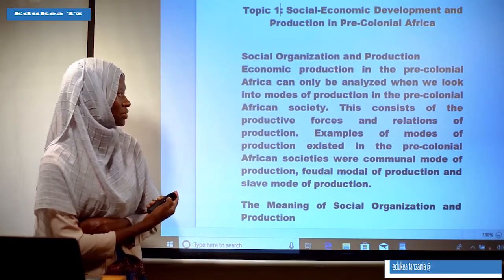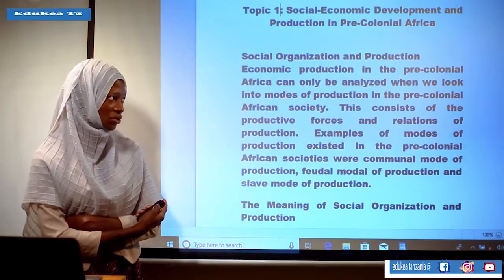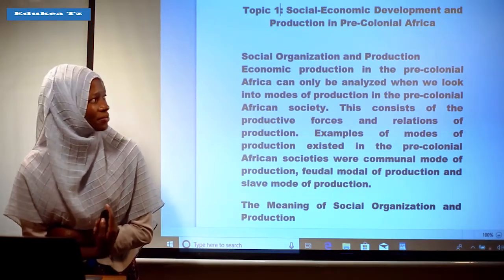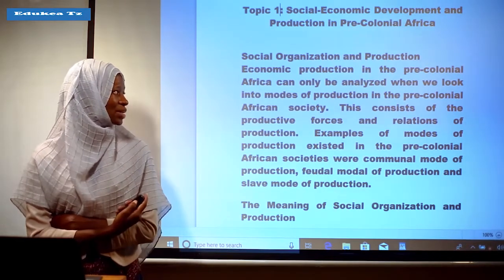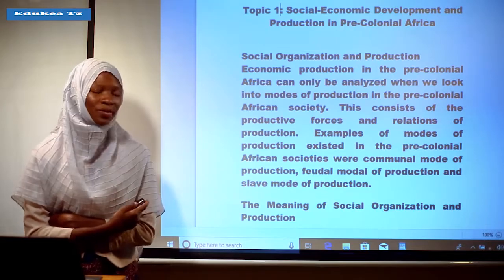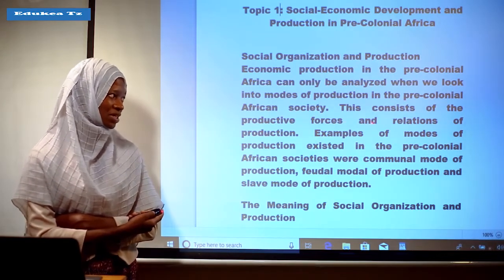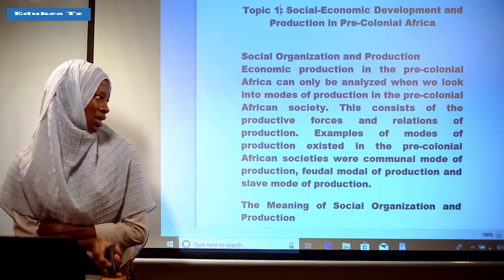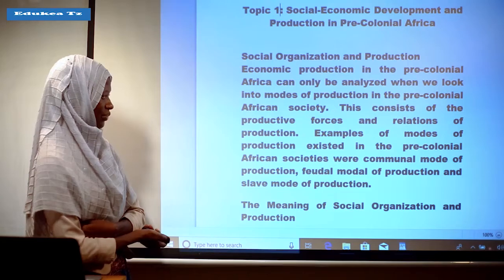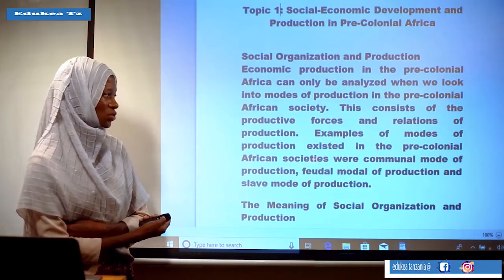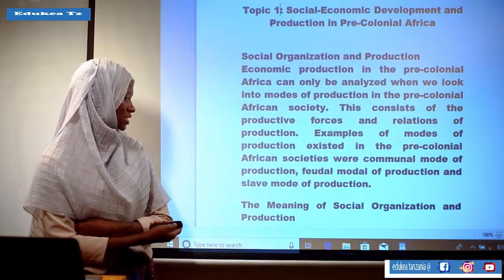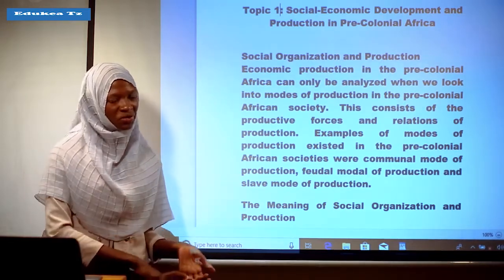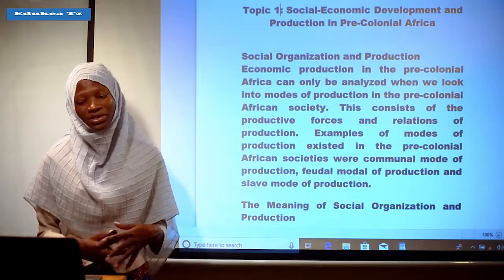Economic production in pre-colonial African society can only be analyzed when we look into modes of production in pre-colonial African society. Economic production is analyzed based on the mode of production, which consists of the productive force and the relations of production. The modes of production that existed in pre-colonial African society were the communal mode of production, the feudal mode of production, and the slave mode of production.